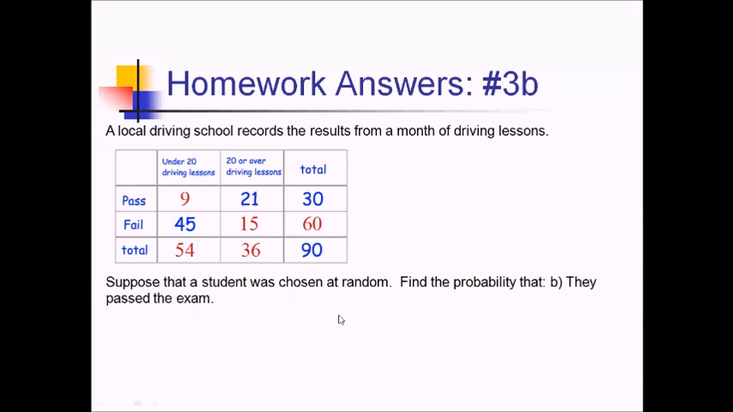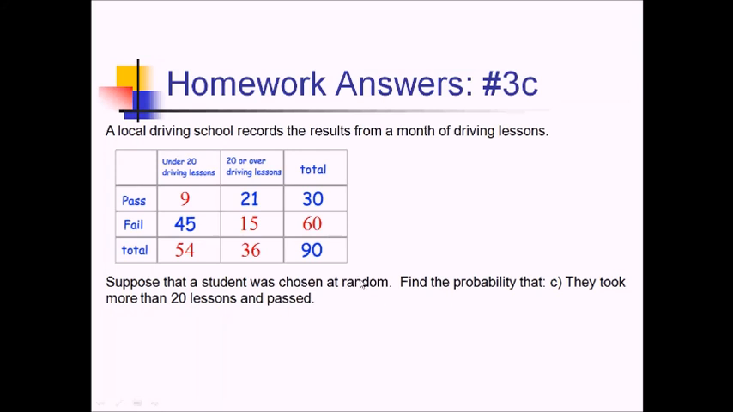For part B, suppose a student was chosen at random, find the probability they passed the exam. So we're taking a look at all 90 students because they said a student was chosen at random. There's no other conditions. And we want the probability they passed. So we look at our pass total, that's 30. So our probability then is 30 out of 90, which I know without a calculator is going to be 0.333.